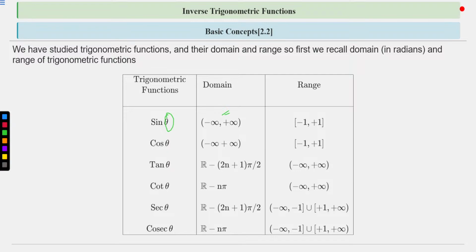So for every value of theta, the sine theta will be defined all the time, right? Therefore, the domain of the sine theta will be from minus infinity to infinity. Clear?